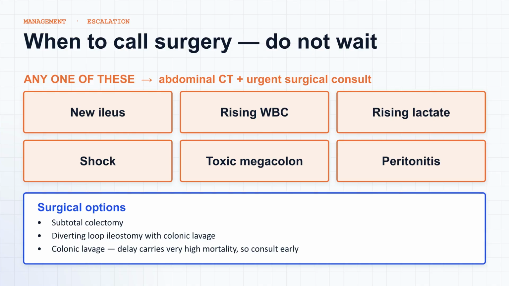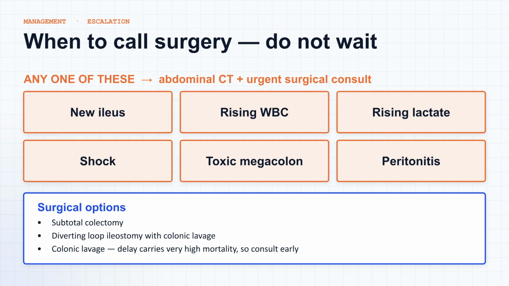Now the part that saves lives: knowing when to escalate. If a patient worsens, get an abdominal computed tomography scan and call surgery urgently. The triggers are new ileus, a rising white blood cell count, a rising lactate, shock, toxic megacolon, and peritonitis. Do not wait for all of them. Anyone should prompt the call. The surgical options are subtotal colectomy, diverting loop ileostomy with colonic lavage, or colonic lavage alone.